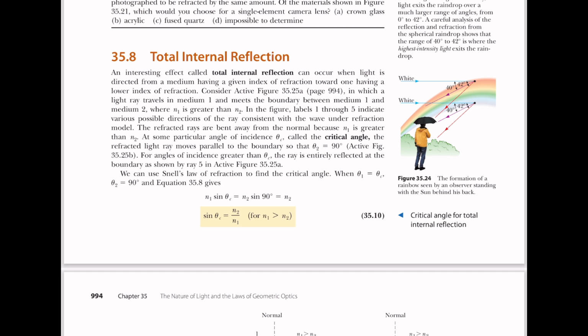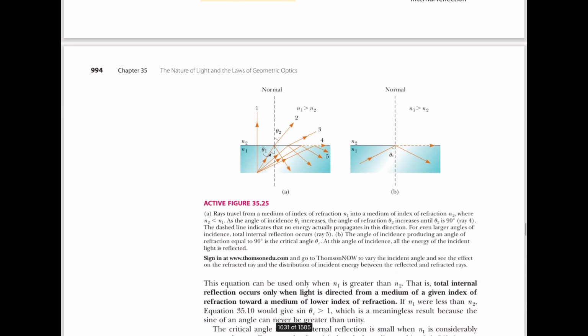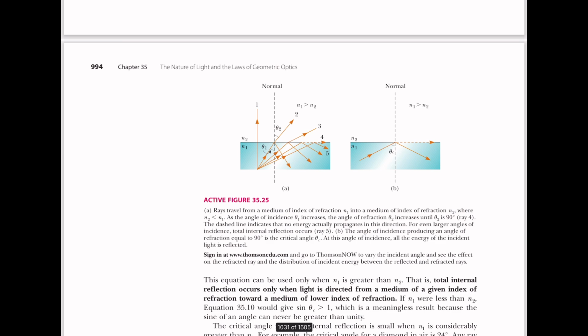At some particular angle of incidence, theta C, called the critical angle, again in bold, and you can note that in your mind. Theta subscript C is the critical angle. Theta is an angle and C stands for critical. The refracted light ray moves parallel to the boundary so that theta 2 equals 90 degrees. Active figure 35.25b. I don't know what that means, but let's take a look at it here.